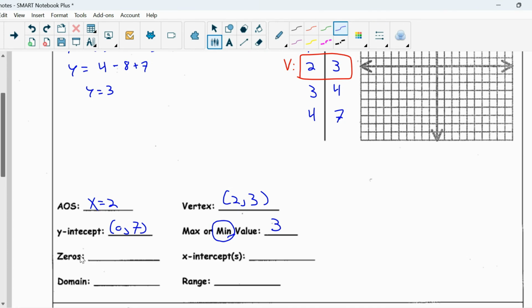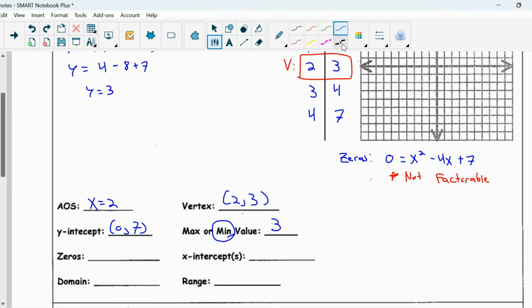Okay, the next section, zeros. This is probably the most difficult section for investigating quadratics as a whole. We have zeros. Okay, so first of all, we can try to factor this. 0 equals x squared minus 4x plus 7. But if you try to factor this, you're going to realize that this is not factorable. Okay, so that leads us to go down the list and try a different method.